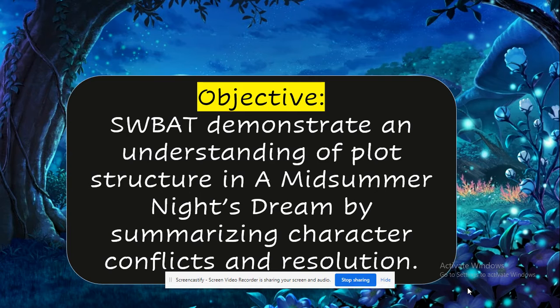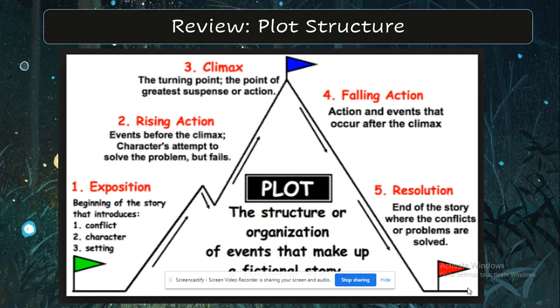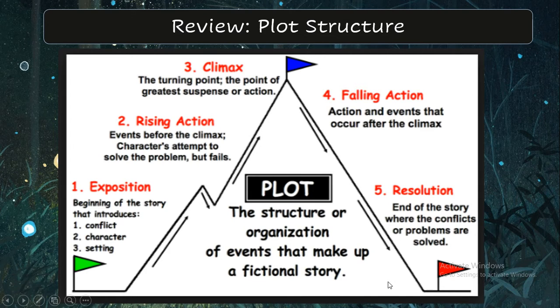So, to go ahead and start off, in order for you to understand the plot structure and the character conflicts, we do need to do a review on what plot structure actually is. And so, we know that plot is the structure or organization of events that make up a fictional story. And there are 5 components of a plot diagram. And so I do want you to draw this plot diagram in your notes as I'm speaking, and then I'll give you a little time to finish writing as well when I'm done.